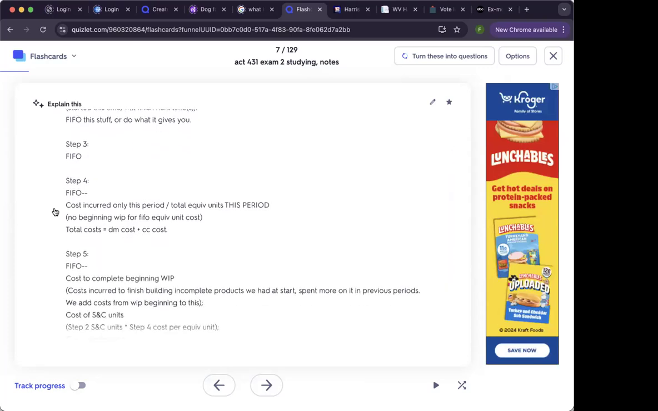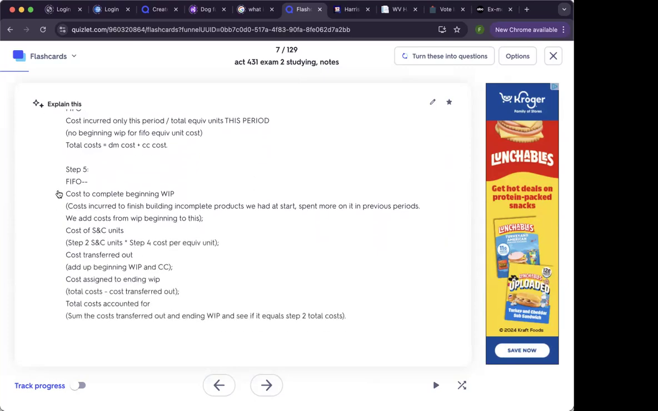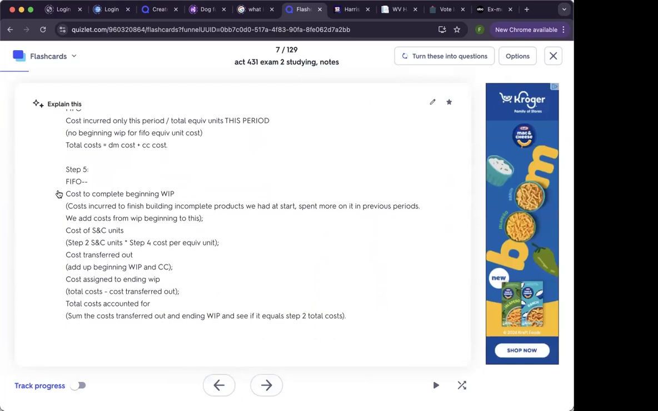Step 4, cost incurred only in this period divided by total equivalent units for this period. So no beginning work in progress for FIFO equivalent unit cost. Total cost equals DM cost plus CC cost. Step 5 for FIFO, cost to complete beginning WIP. That's the costs incurred to finish building incomplete products we had at the start and spent more on those in previous periods. We add costs from WIP beginning to this.